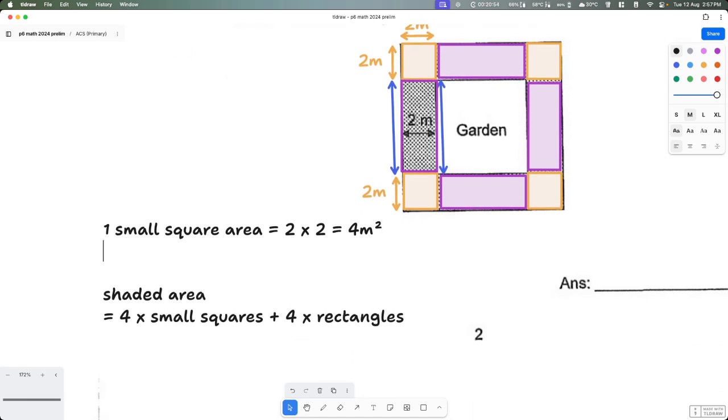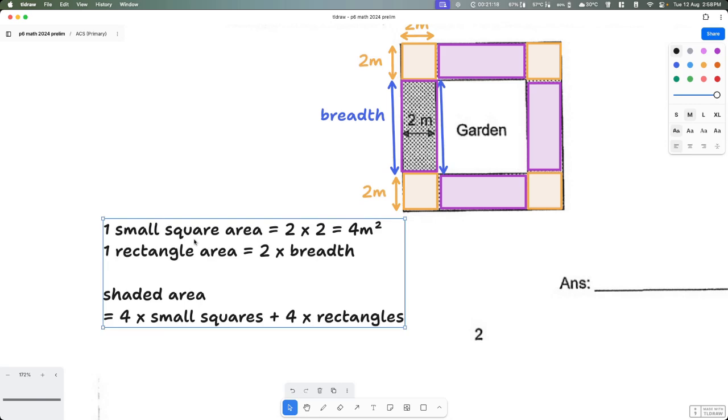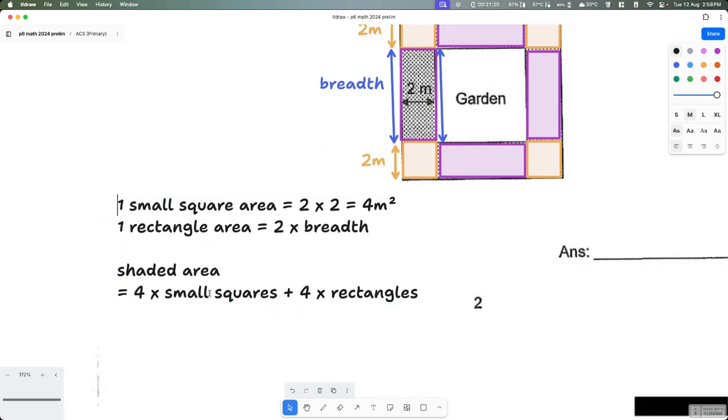Okay, then we also know that one rectangle area is equal to the length and the breadth. So I'll call this the breadth, in this color over here. So we know the breadth is this. So length times breadth. The length is 2 meters and the breadth is this, like this. That's what you see over here. So now we know the shaded area is this.